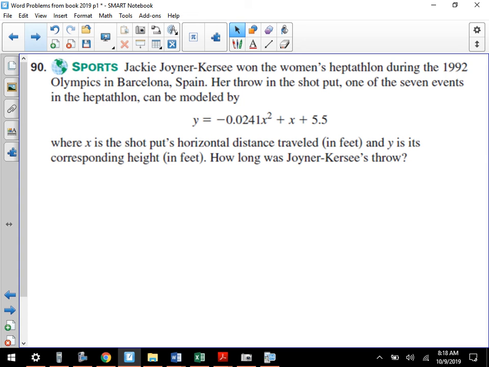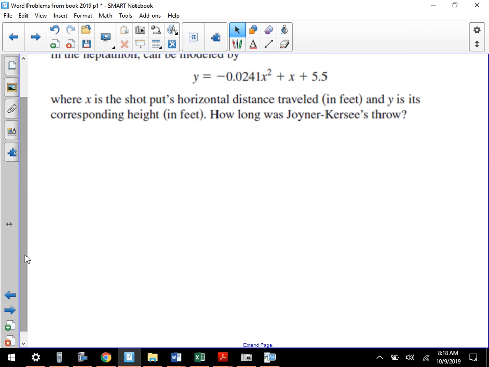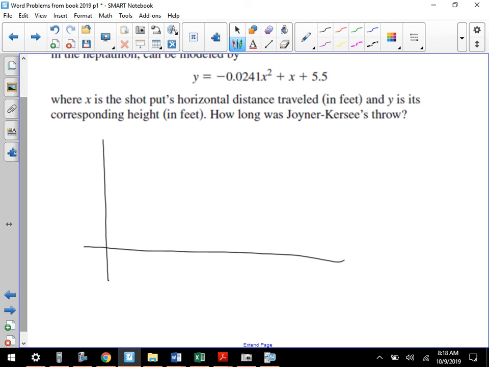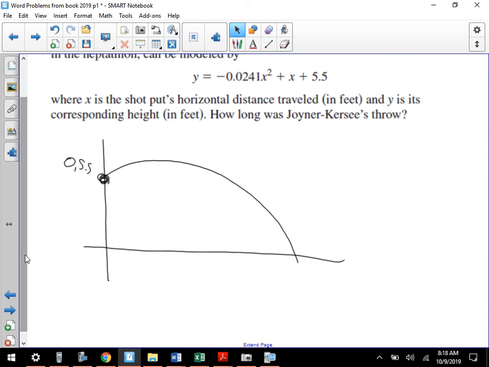It did. So again, if you're starting to think about this, where did it start on the graph? 5.5. And then it went and hit the ground. Couldn't you just fill out the calculator, find some zeros, change your window? Yeah, that's the idea.